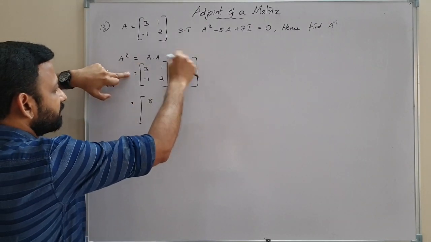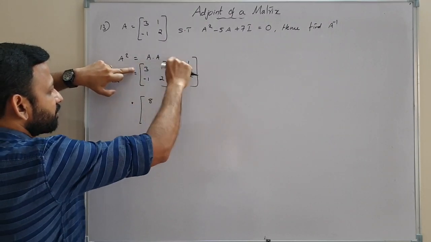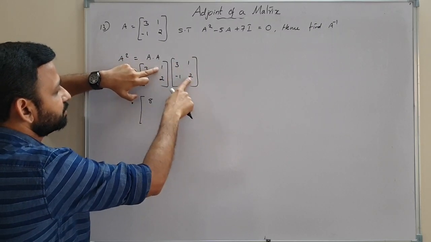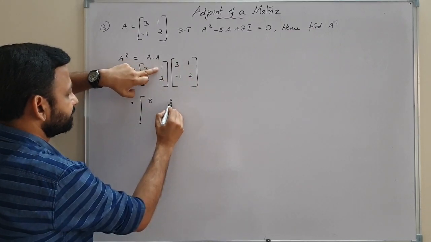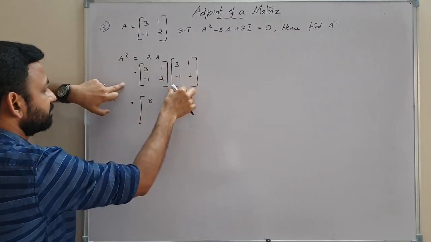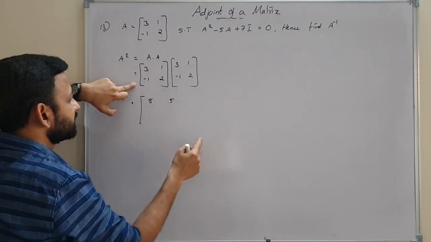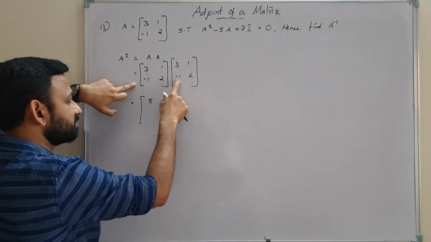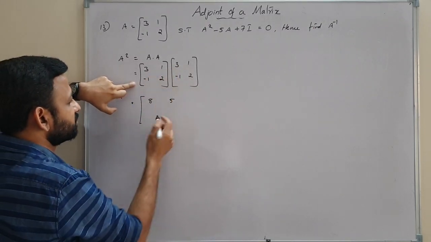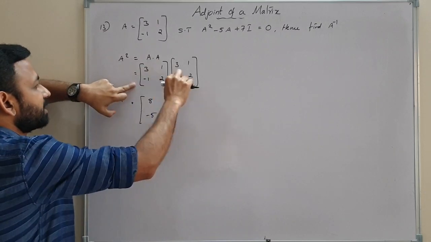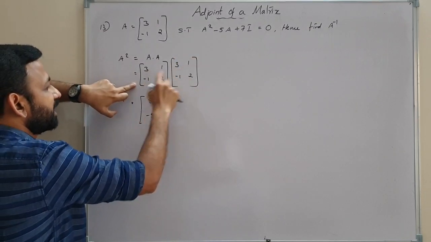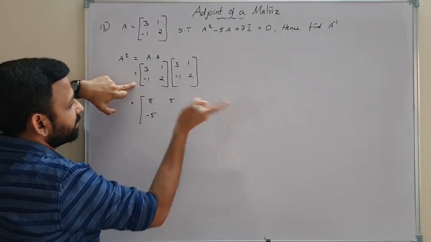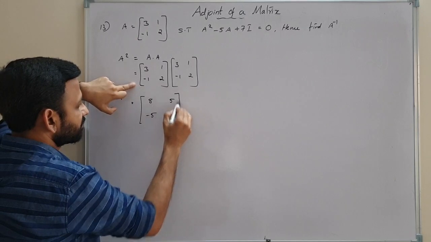Then first row into second column: 3 into 1, 3, plus 1 into 2, 2. So 3 plus 2, 5. Then second row into first column: minus 1 into 3, minus 3, plus 2 into minus 1, that is minus 2. Minus 3 plus minus 2, that is minus 5. Then second row into second column: minus 1 into 1, minus 1, plus 2 into 2, 4. That is minus 1 plus 4, that is 3. So that is A square.